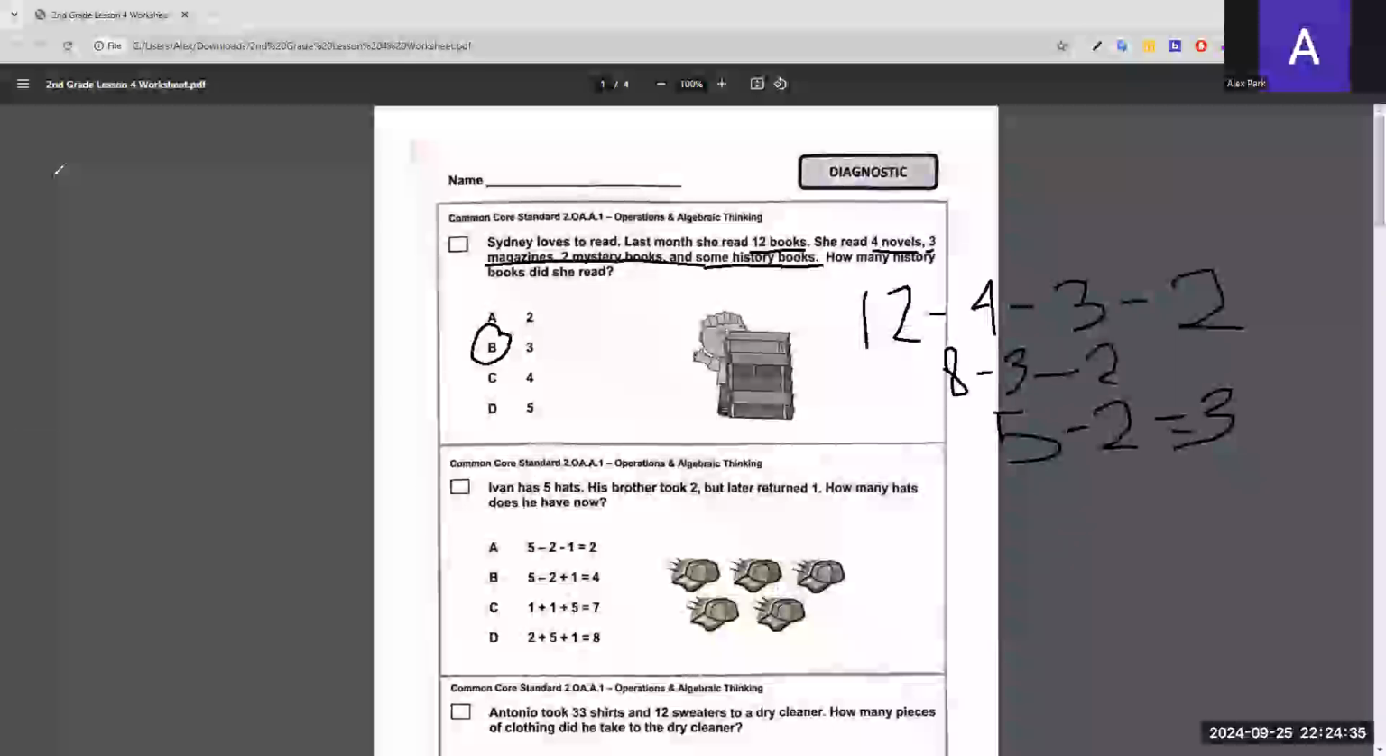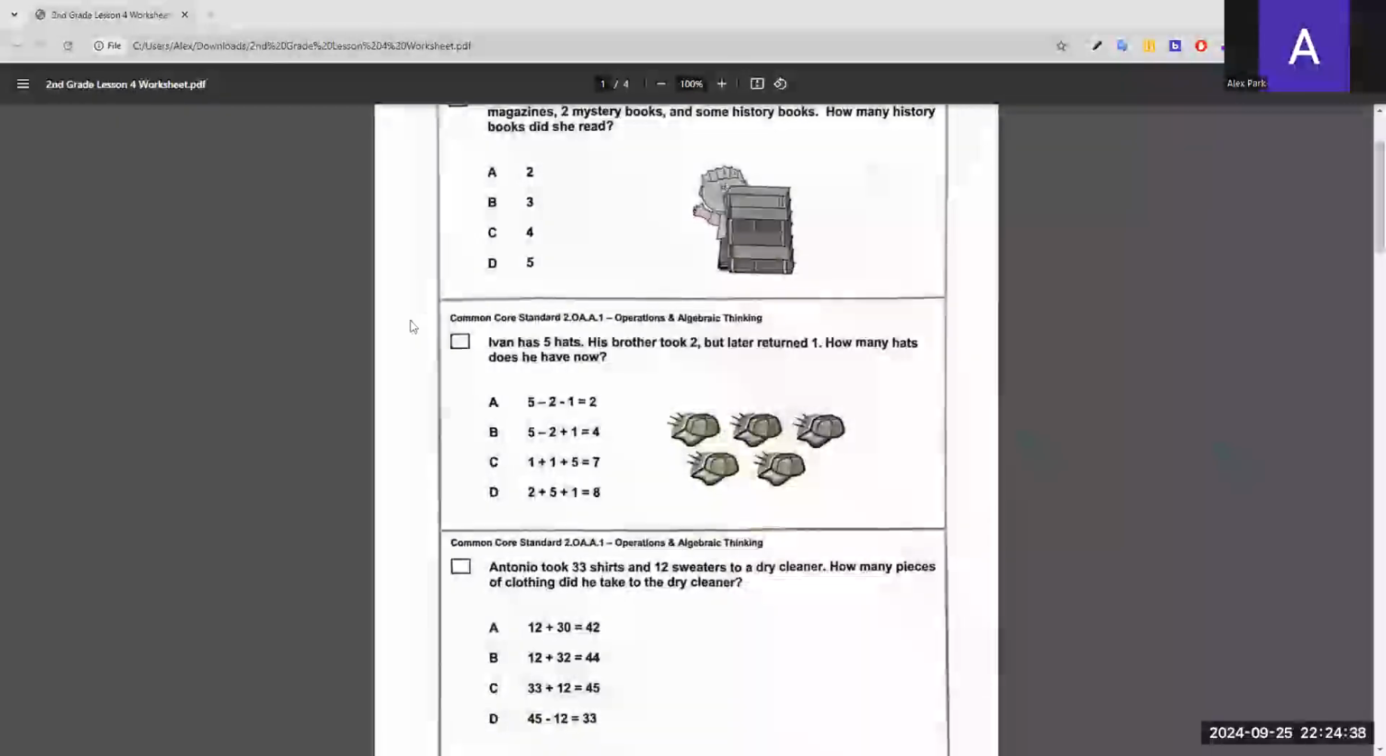Okay, now number 2. Ivan has 5 hats. His brother took 2, but later returned 1. How many does he have now? Okay, for this problem, instead of solving it, we have to find the equation for it. It says Ivan has 5 hats, which means that's the total number of hats. So we can cross off C and D because 5 is the number that we have to start with. His brother took 2, but later returned 1.